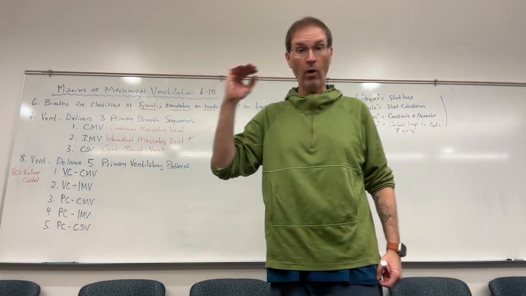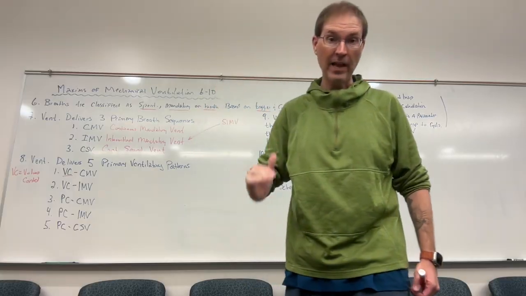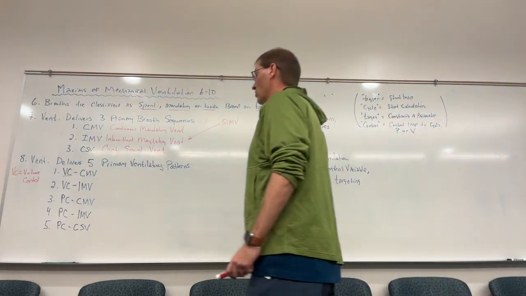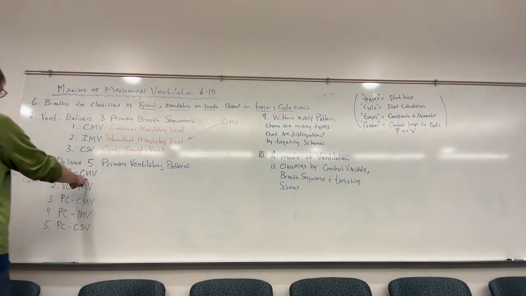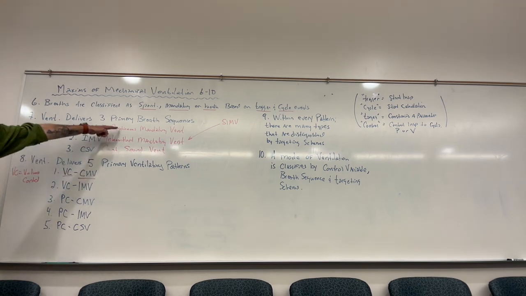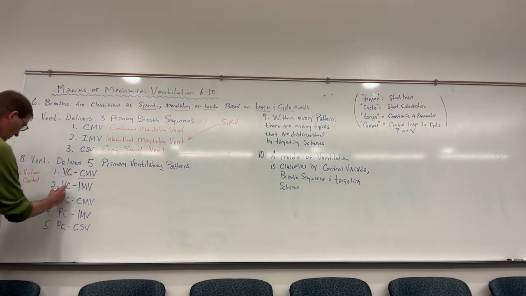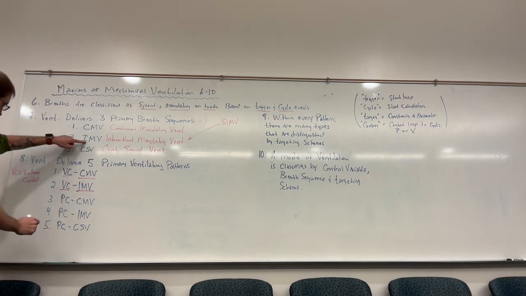That is to say that once a certain tidal volume is met, then the ventilator can cycle to expiration. So we are controlling volume and the patient is in continuous mandatory ventilation. All right? So the breath sequence is CMV and the control variable is volume. And we call that primary breathing pattern volume controlled, controlled mechanical ventilation. All right, VCCMV. The second one is volume control, IMV here.